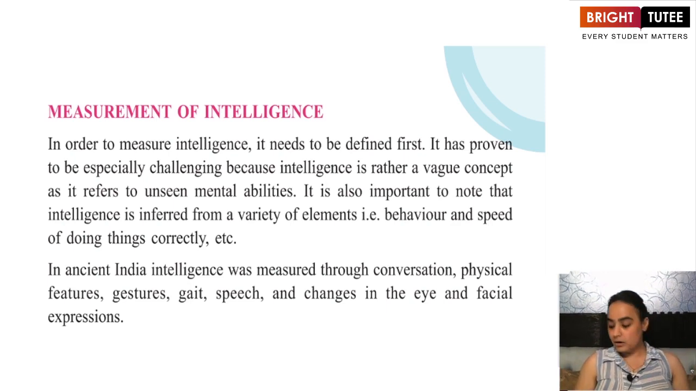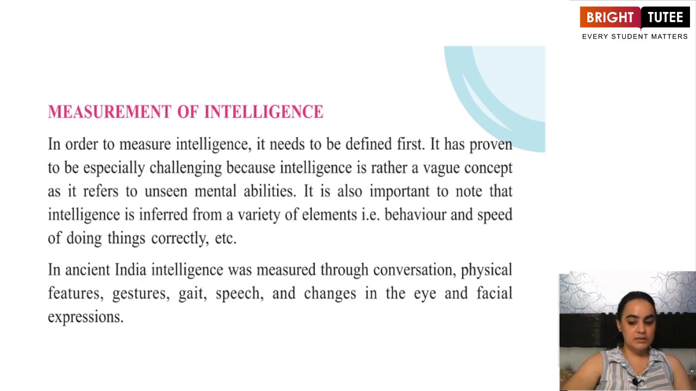Now, earlier in ancient India, intelligence was measured by the way people would converse with each other, the way the person would seem physically, the gestures, the actions, the personality, the speech, the changes in the eye and the facial expressions. All these factors were considered to define one's intelligence.